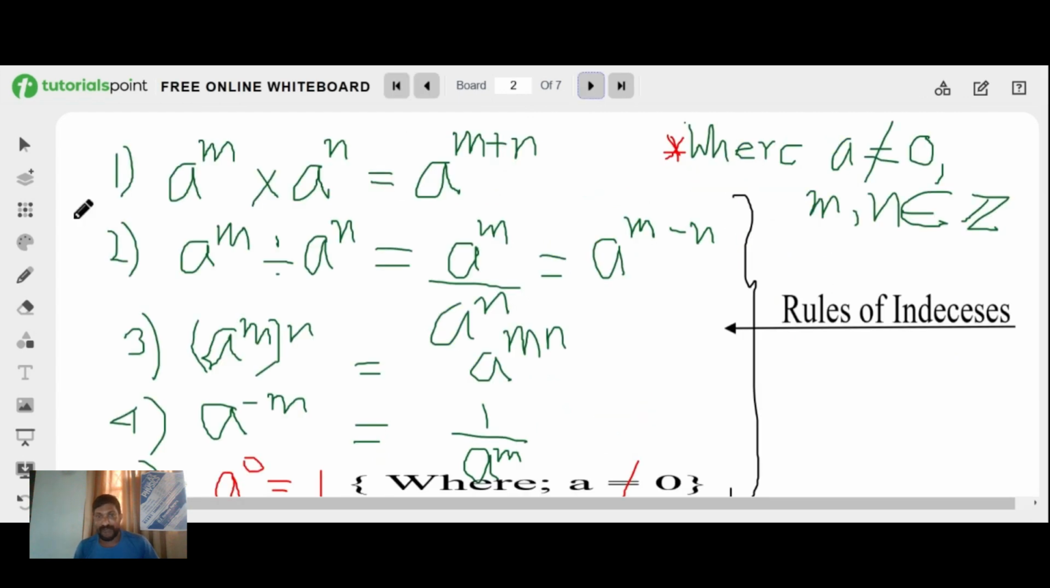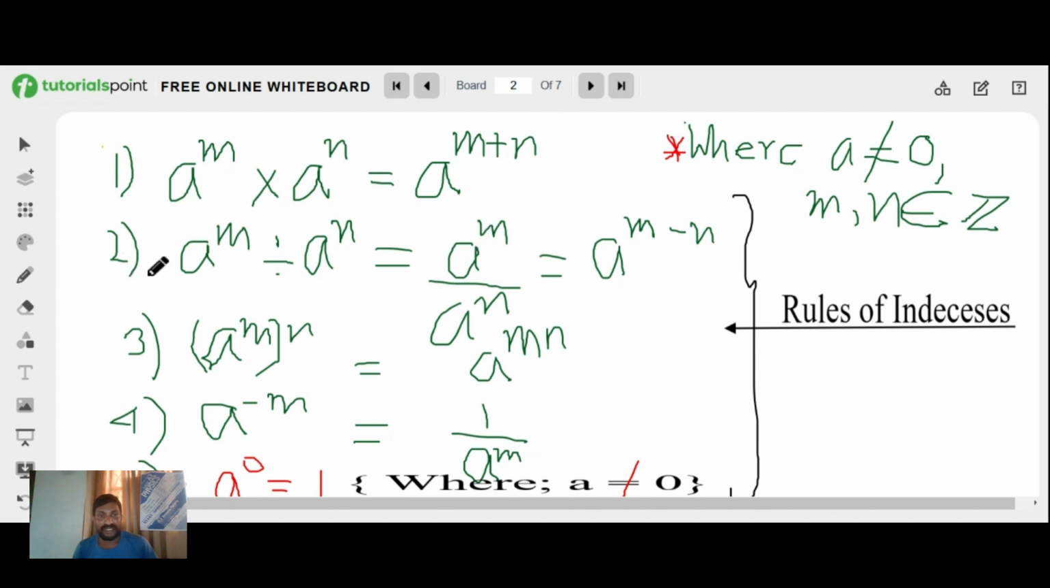The second part is very important: rules of indices. Actually, the rules of indices can be explained like this. You can see the first rule: the two bases are equal, but they are multiplying each other. a to the power m into a to the power n. The answer is a to the power m plus n. That means powers are going to be added up.